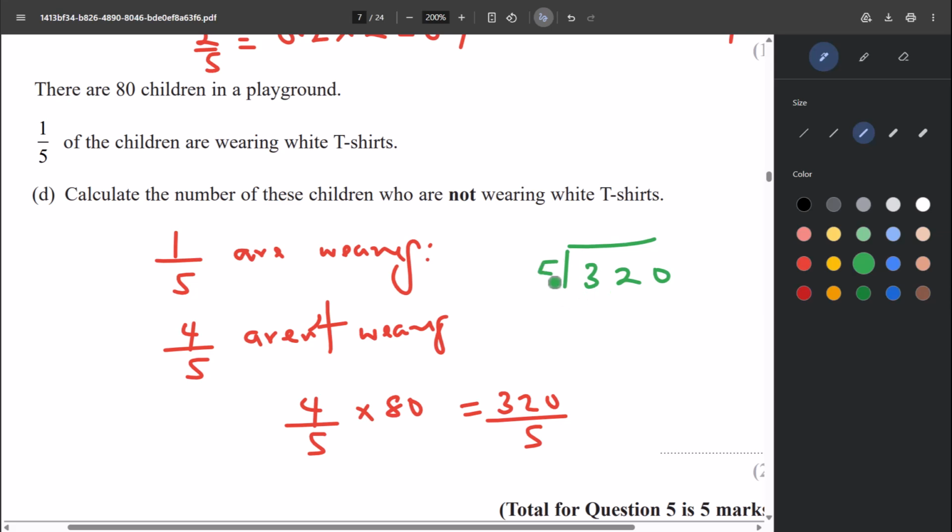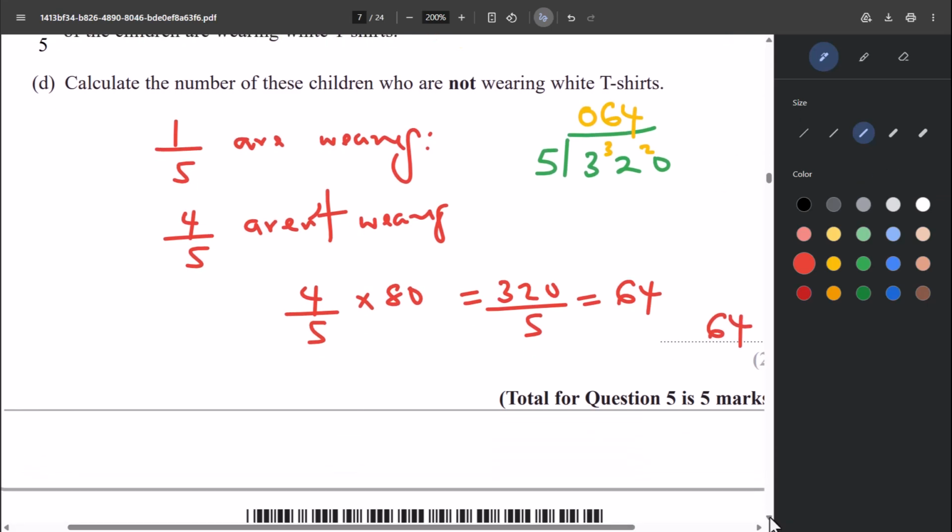320 divided by 5. 5 into 3 doesn't really go. Okay, so I'll put a 0 first and move the 3 here. That's 32. And 5 in 32, I think we go about 6 times here, with a remainder of 2, so that's 20, and 5 in 20 will be 4. So that suggests that the result here will be 64. So the number of kids not wearing is 64.